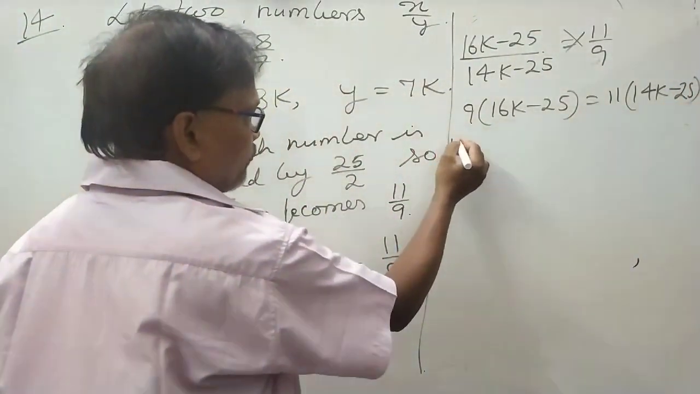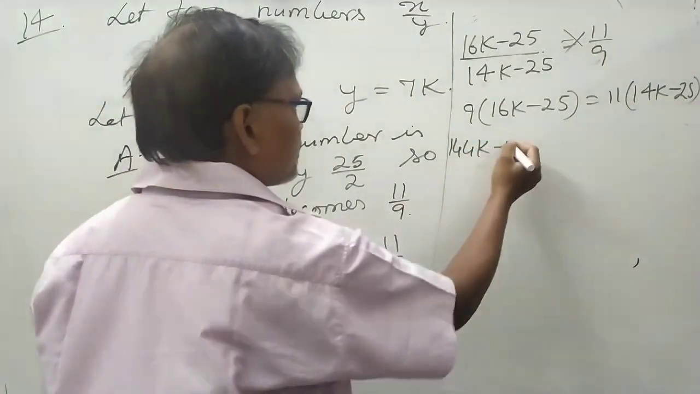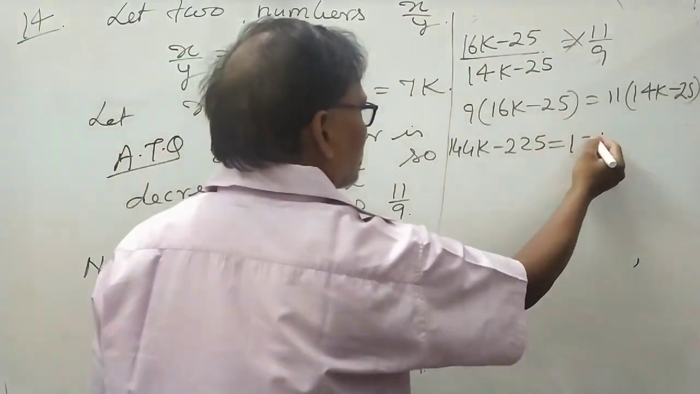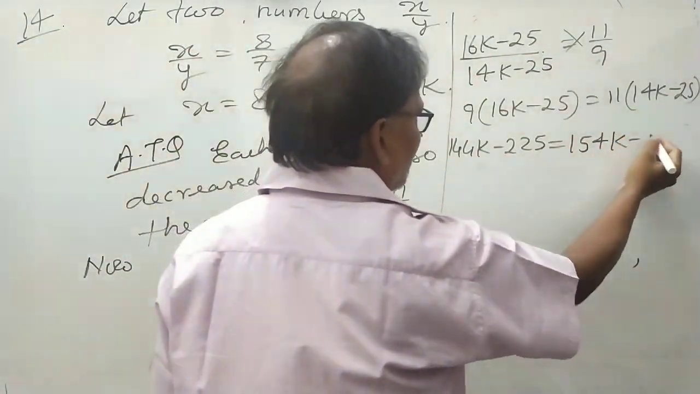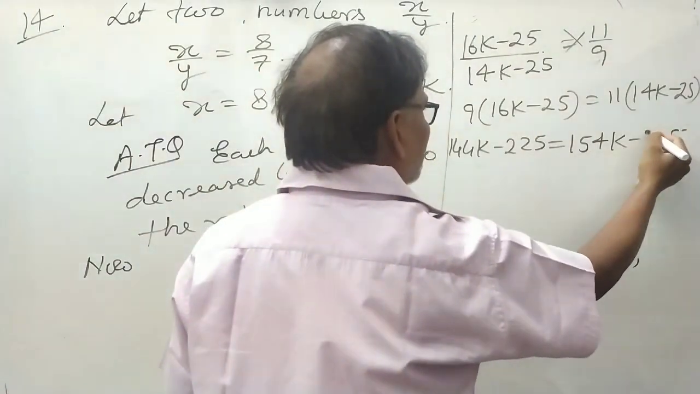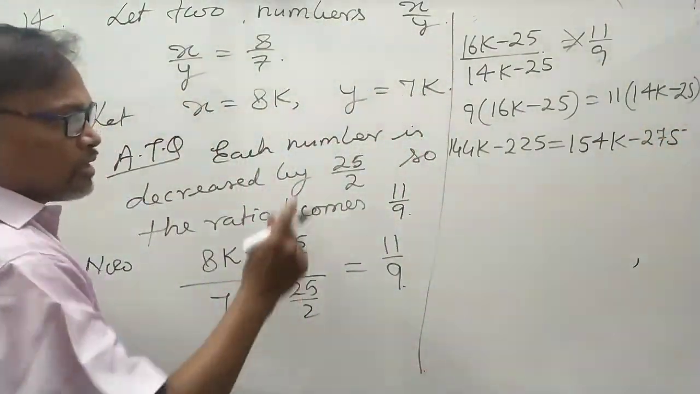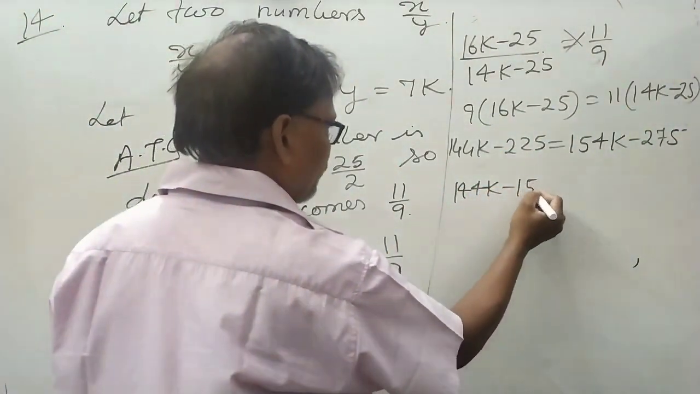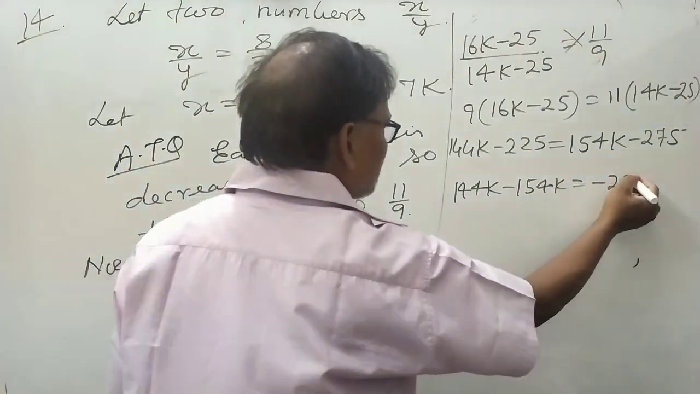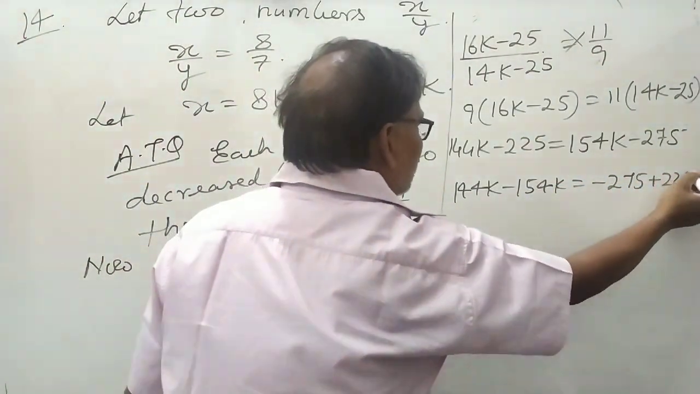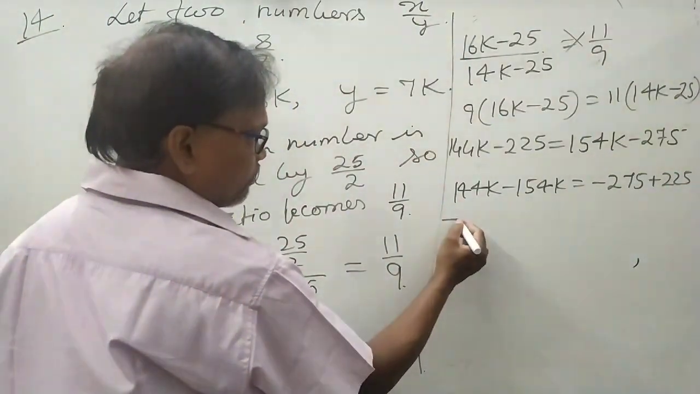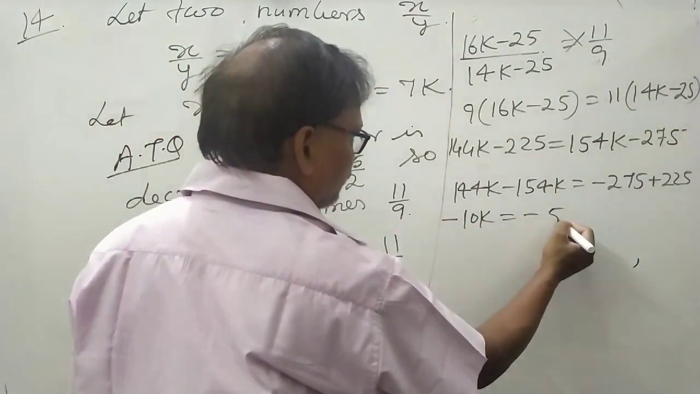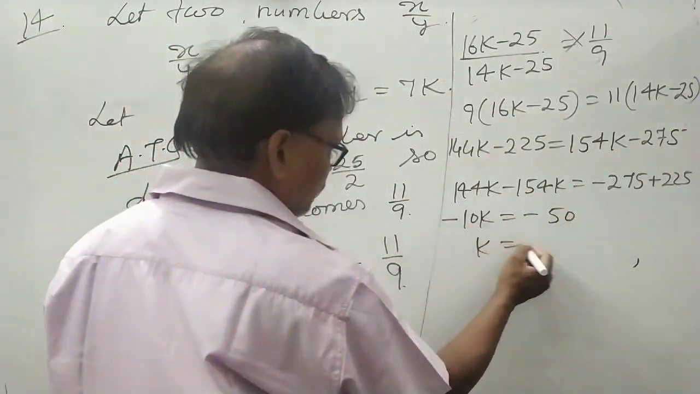So 144k minus 225 is equal to 154k minus 275. Now find the value of k. So 144k minus 154k is equal to minus 275 plus 225. So it will be minus 10k is equal to minus 50. Therefore k is equal to 5.